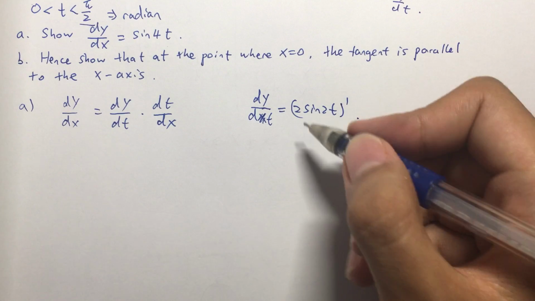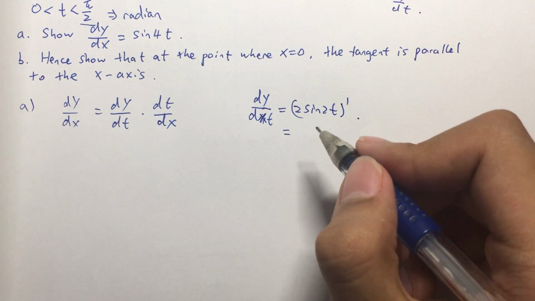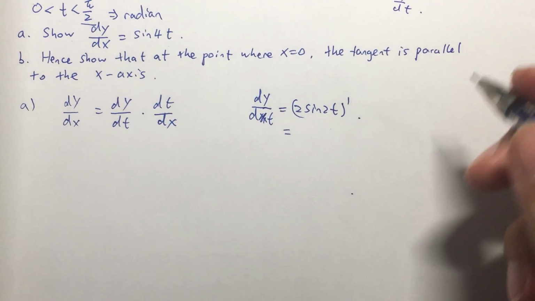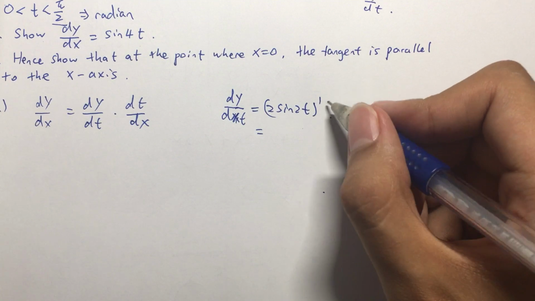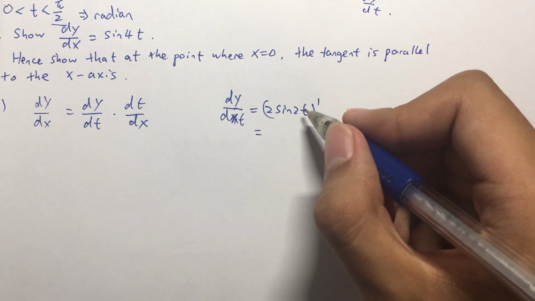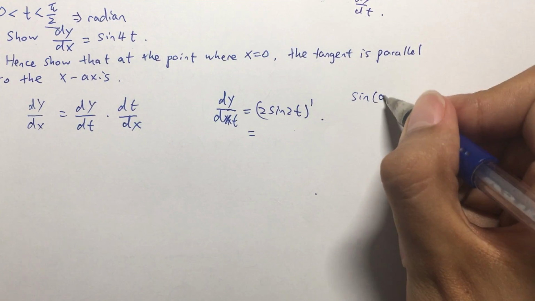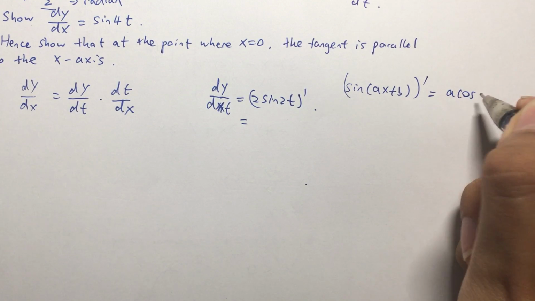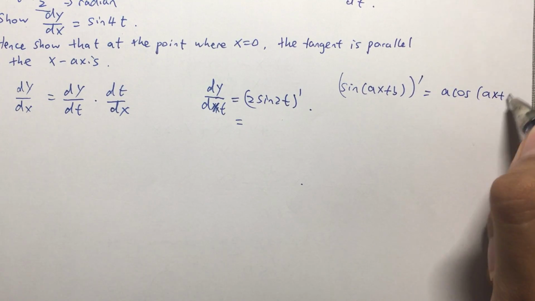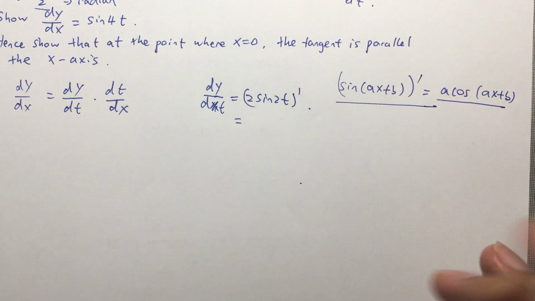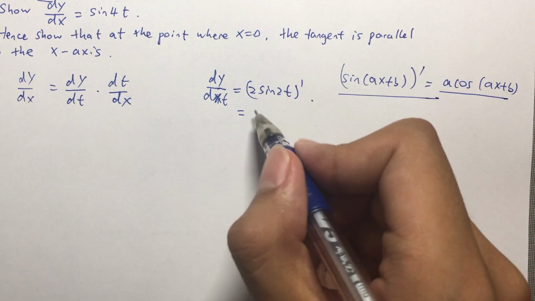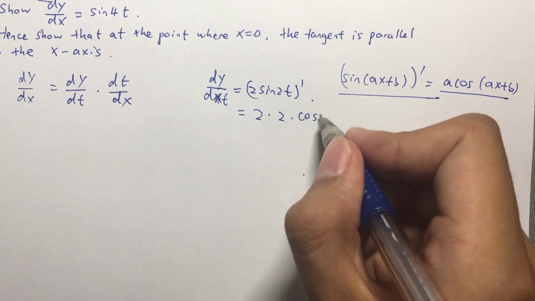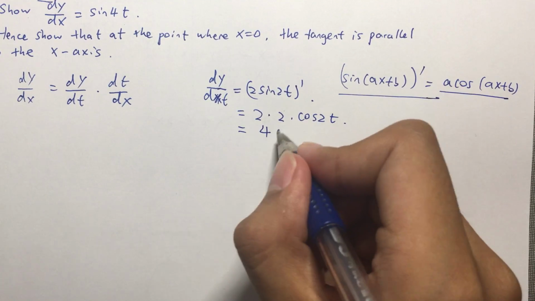And how do we differentiate this? We need our differentiation of sine formula now. If you are not quite sure about it, you can go back and check my previous video. Sine ax plus b differentiated equals a cosine ax plus b, and that is our formula. So the 2 stays here, and sine 2t becomes 2 times cosine 2t, which is equal to 4 cosine 2t.